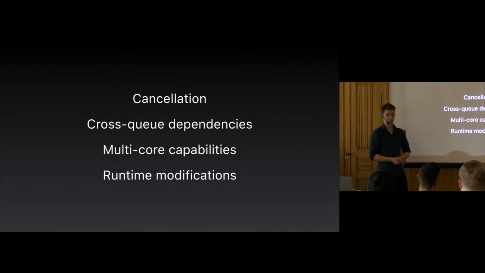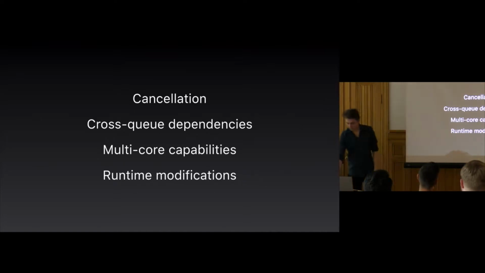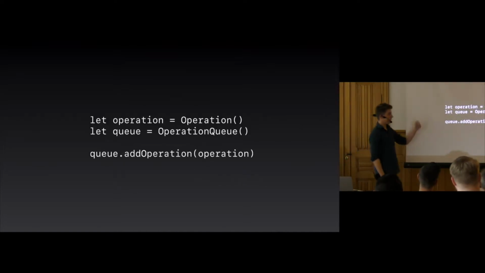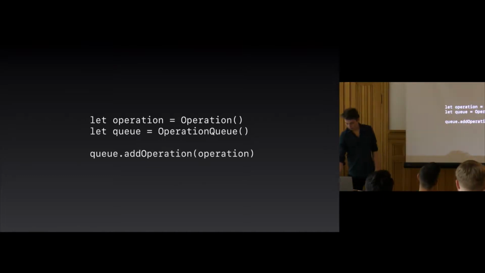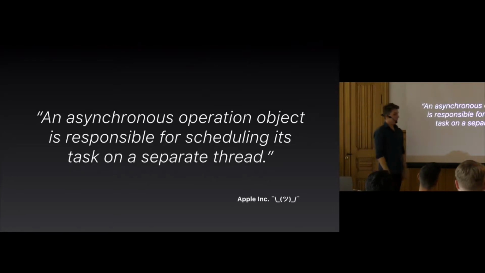You also have the benefit of runtime modifications. You don't need to decide everything at initialization time, hard-coded, and you can at one point say, hey, I want this queue to be a serial queue, and you can just do that. This is a classic example. You create a subclass of Operation and define it as an instance. You create a queue, which is an OperationQueue, and you add the operation to that queue. Pretty nice.